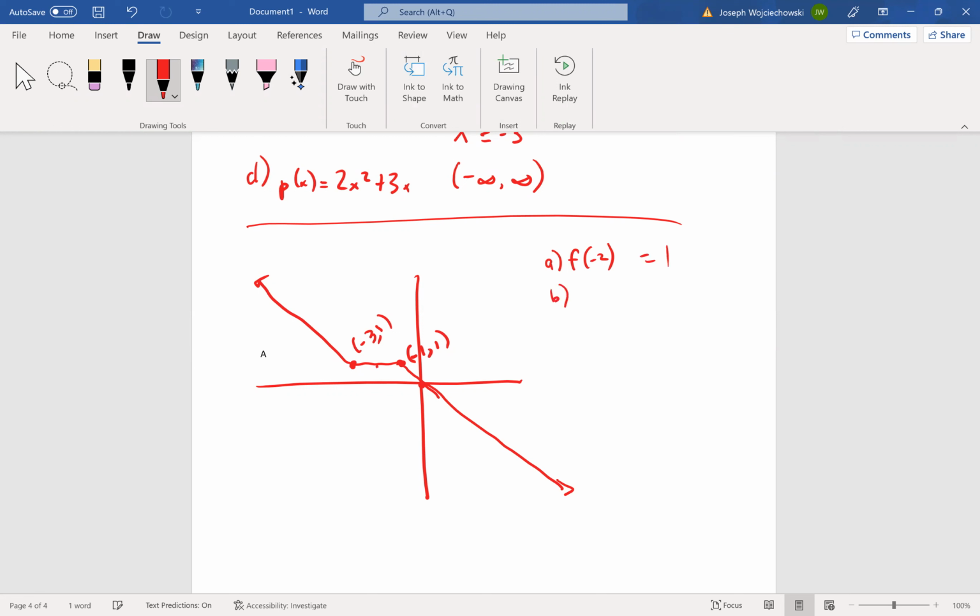Next step, f of 4. At f of 4, this is an open circle. That means it's not included, so does not exist.